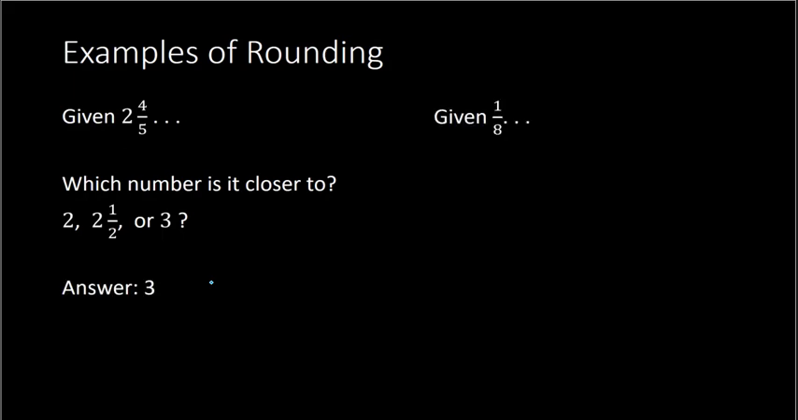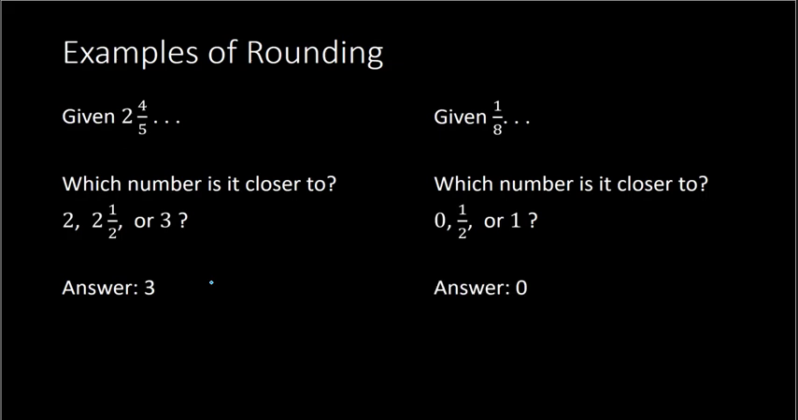All right, or if you're given, let's say 1/8, which number is it closer to? Would it be closer to 0, 1/2, or 1? And in this case, it's closer to 0 than to 1/2 or to 1. So we would round this to 0. So if we know how to round to the nearest whole or half of a number, then from here, all we do is just add or subtract as needed.